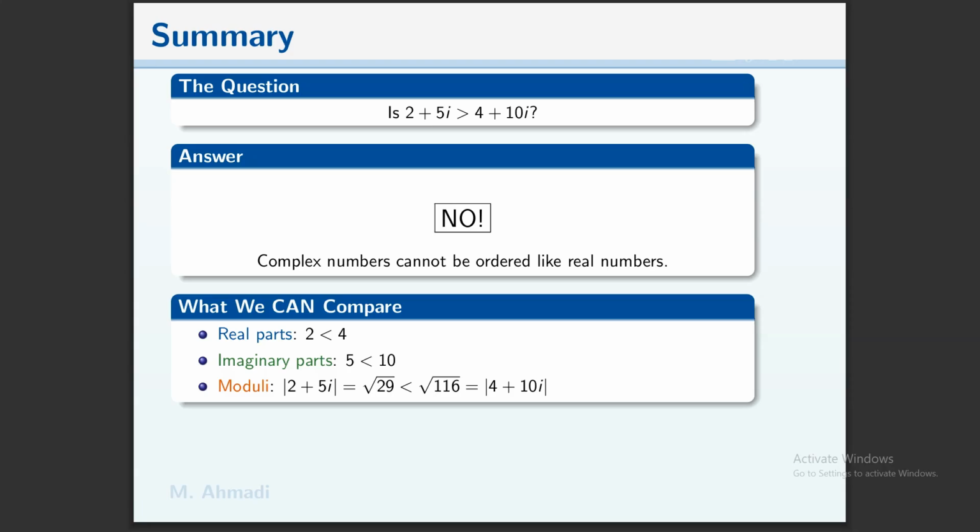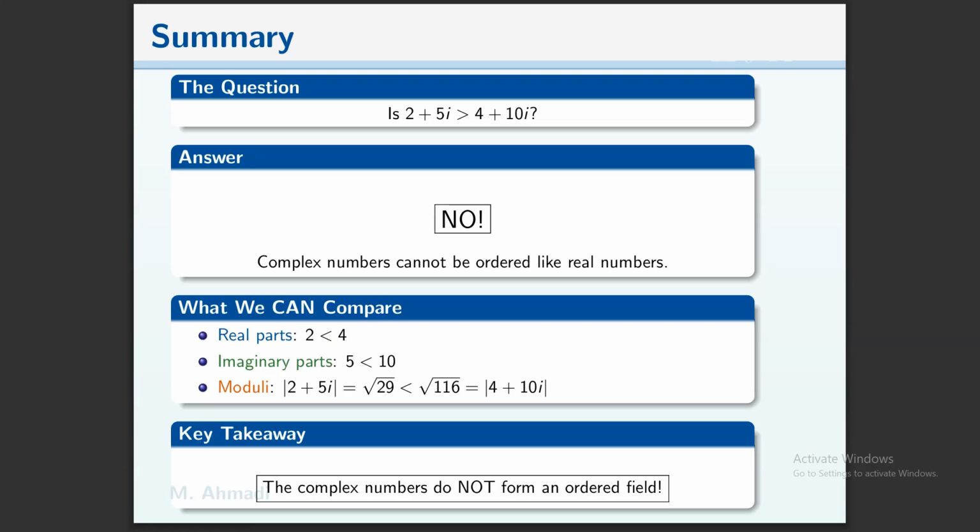And we can also compare the magnitudes. The absolute value of 2 plus 5i equals the square root of 29, which is less than the square root of 116, which equals the absolute value of 4 plus 10i. So the complex numbers do not form an ordered field.